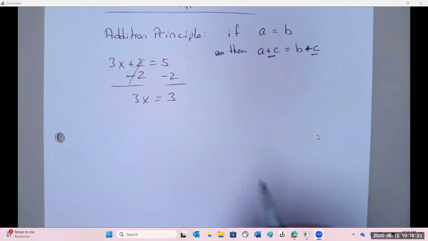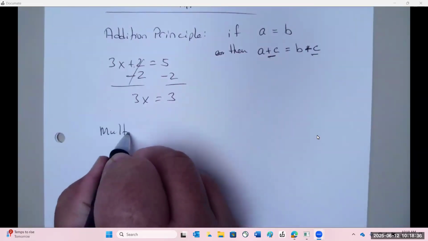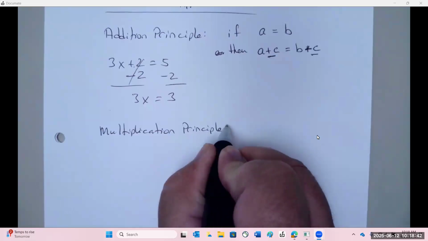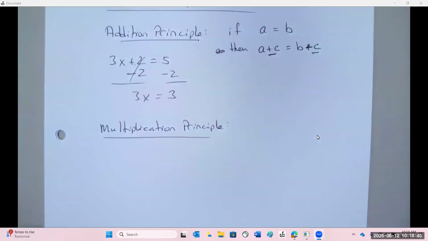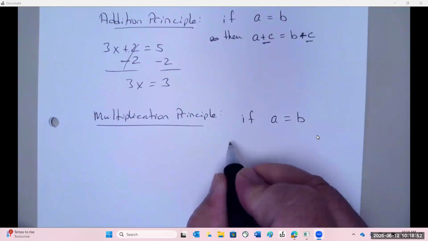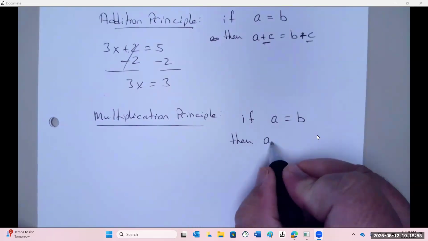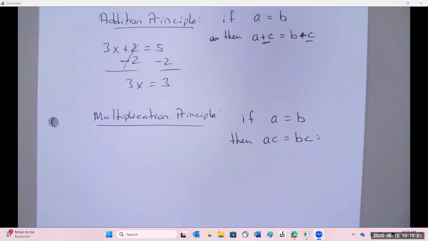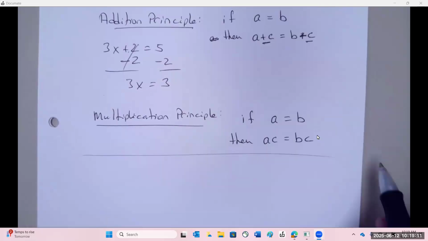The next one is the multiplication principle. What that one says is, if A equals B, then if I multiply A by something and I multiply B by the same thing, it's the same answer. It's the golden rule: whatever you do to one side, do to the other side. We just have different names for them. Why do we need to know this? It's how we solve equations. We need to know these to be able to solve these things.